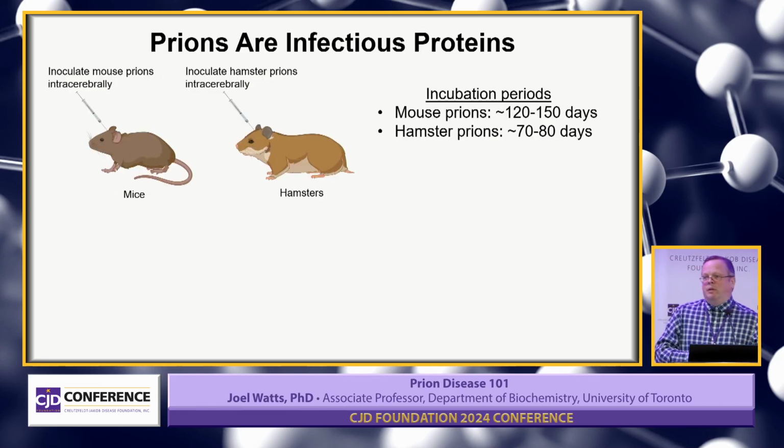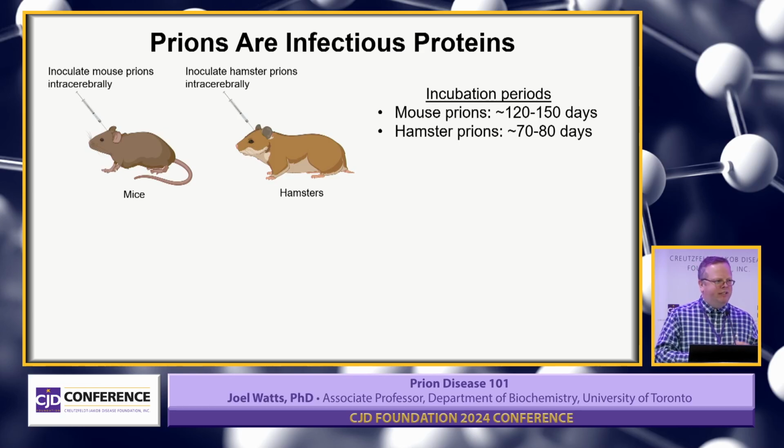Now, the most common way we study prions in a laboratory environment is to take advantage of the fact that prions are infectious. And so we can take a pre-existing source of prions and inject them into laboratory rodents, such as mice or hamsters. And then we wait for a while, and eventually those mice or hamsters are going to develop prion disease. Depending on the species, it will vary how long it takes.